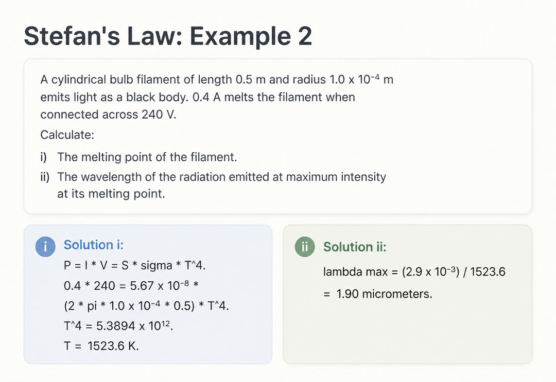We set this equal to the radiated power from Stefan's law. Using the filament's dimensions for surface area, we calculate the melting temperature to be 1,523.6 Kelvin. For part 2, we bring back Wien's law. Dividing Wien's constant by this melting temperature gives a peak wavelength of 1.90 micrometers, which is in the infrared range.